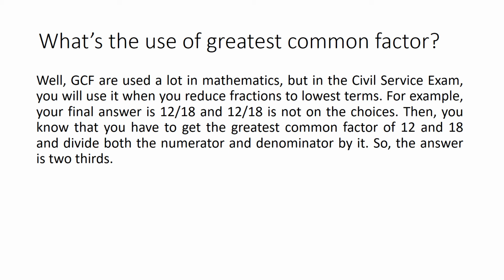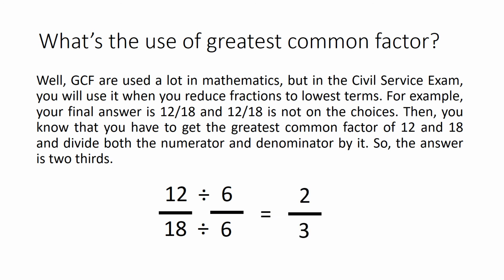For example, your final answer is 12/18 and 12/18 is not on the choices. Then, you know that you have to get the greatest common factor of 12 and 18 and divide both the numerator and denominator by it. So, the answer is 2/3.